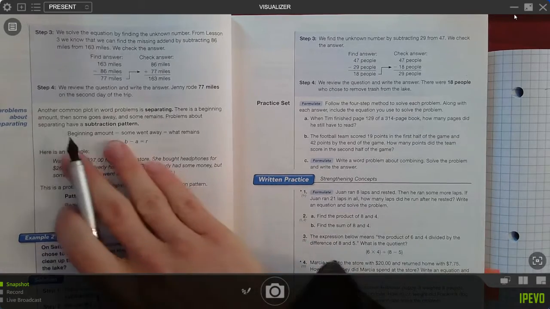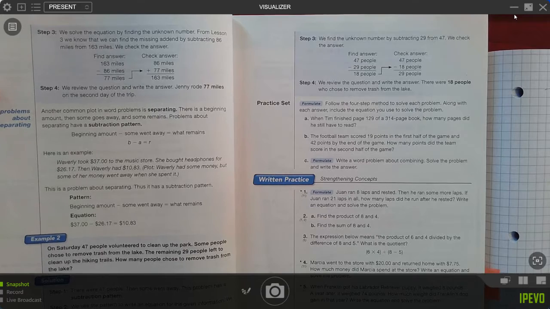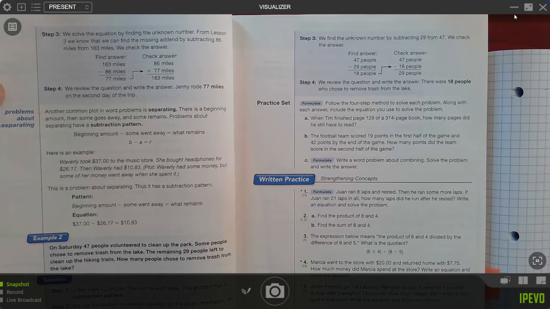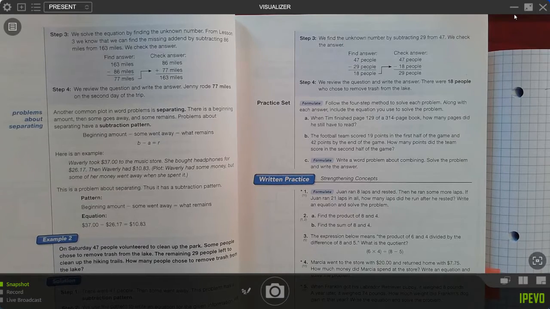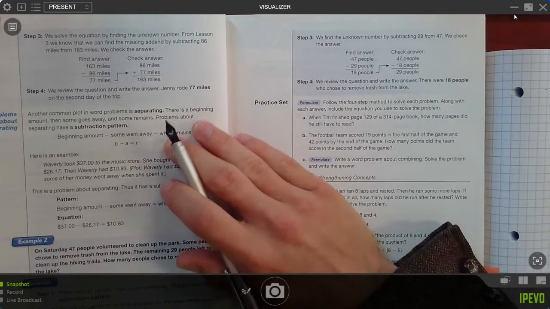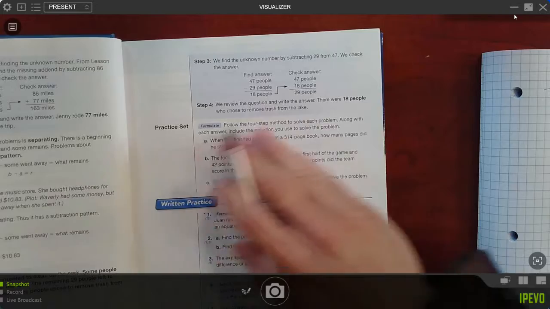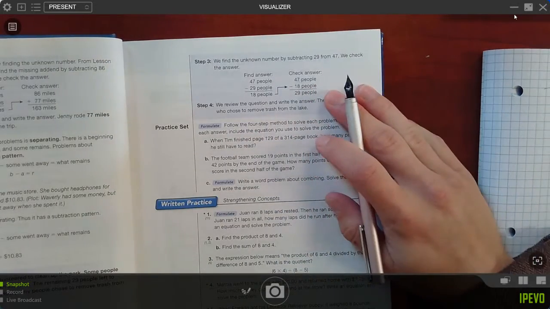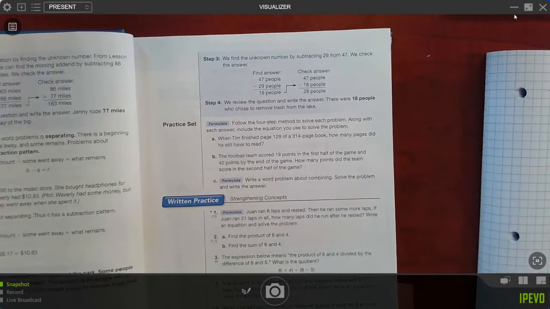Some of the word problems are about separating. You have a beginning amount, you lose some, now you have what remains. So how do you figure it out? Well, oftentimes you have to use the inverse. You have to reverse it, okay? This problem about separating, in order to figure out the answer, you will either do another subtraction problem, or sometimes you'll end up doing an addition problem, okay?